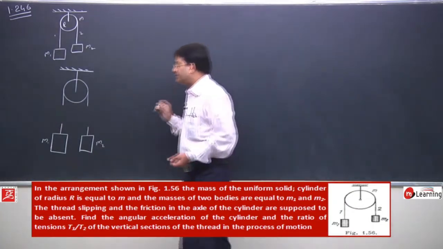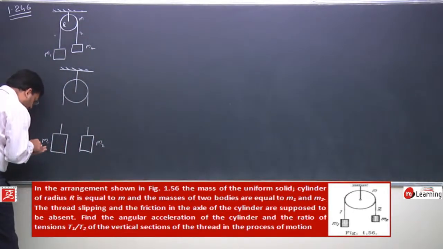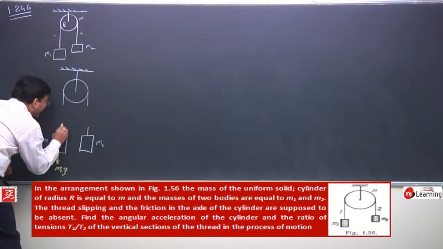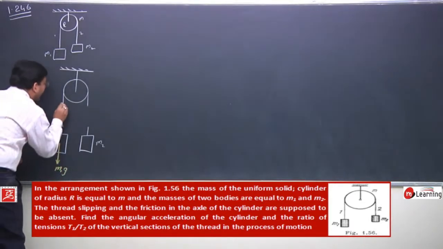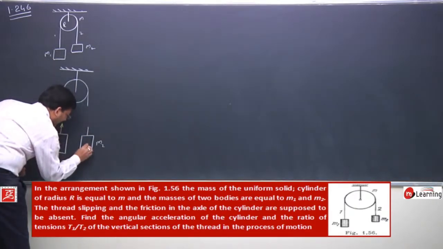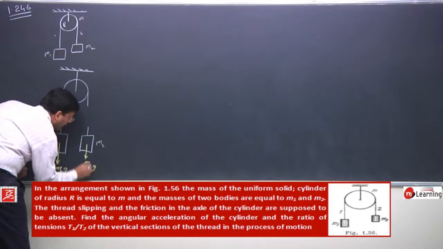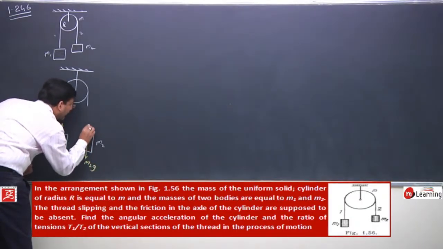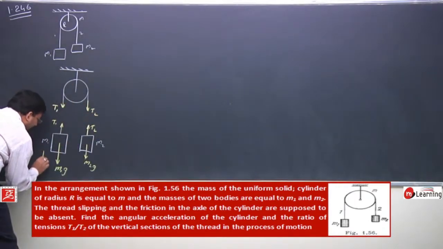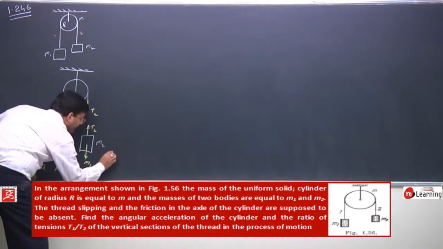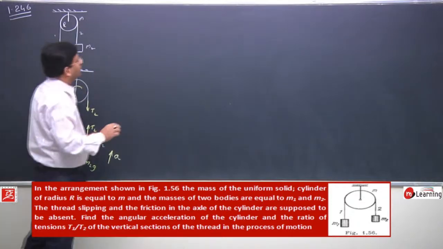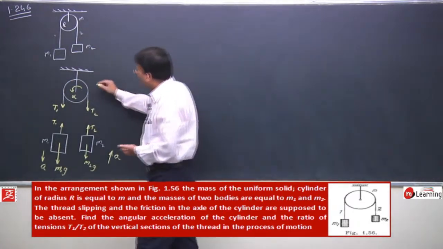Now what I will say is, one of the masses m1 or m2 will be greater. On mass m1 there is m1g and here tension T1. Here tension T1, here m2g and tension T2. So here tension T2. If mass m1 is accelerated in downward direction with acceleration a, in that case this acceleration a would be in upward direction. This cylinder, there would be angular acceleration alpha. This is mass m.